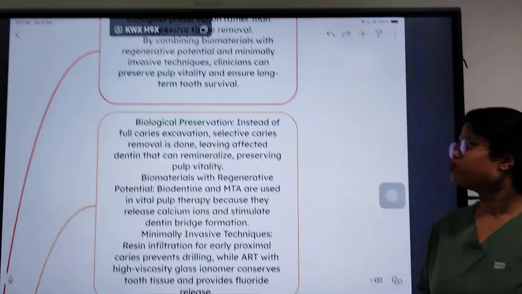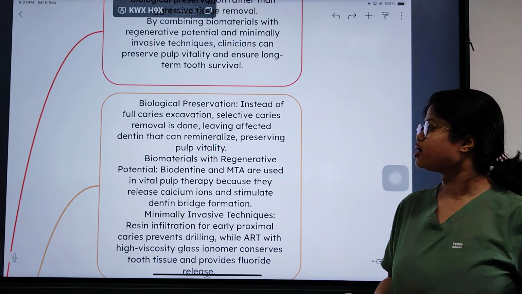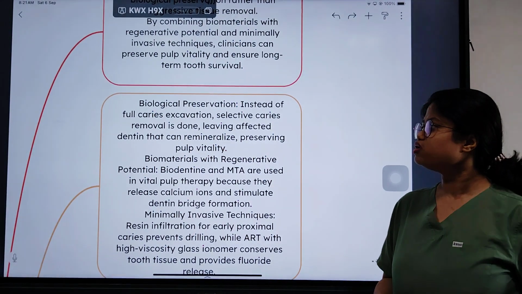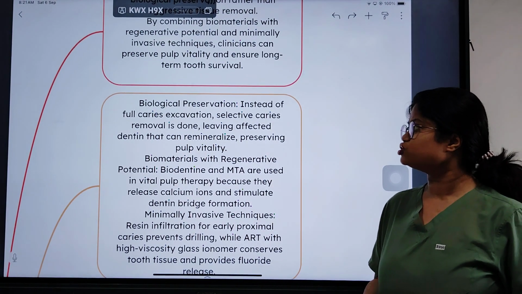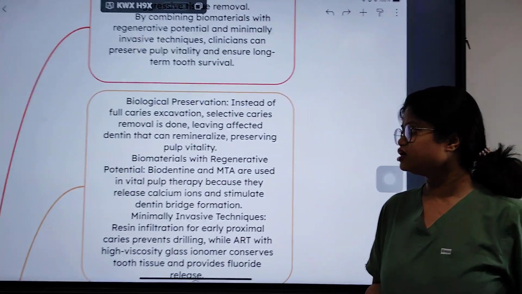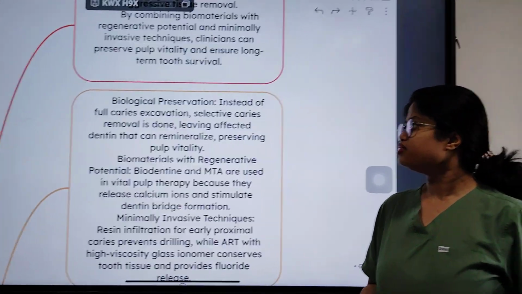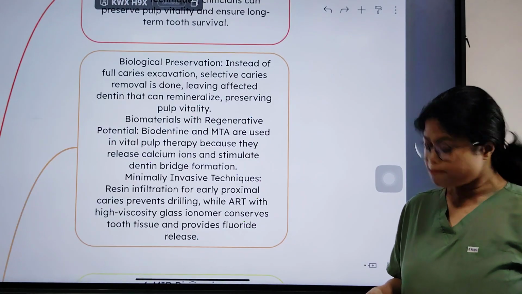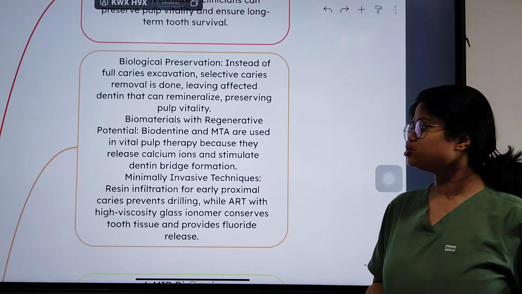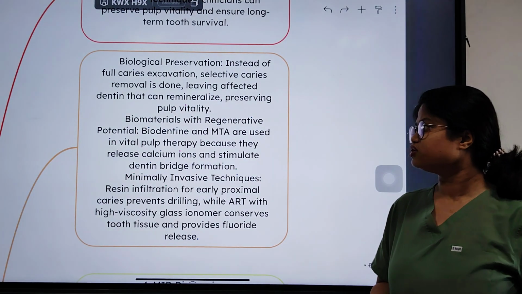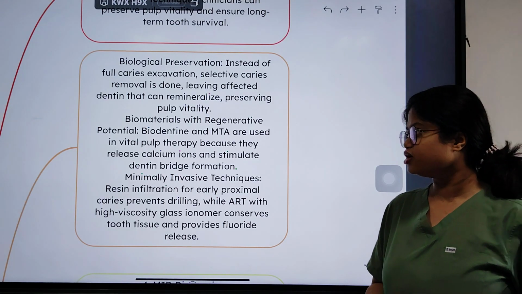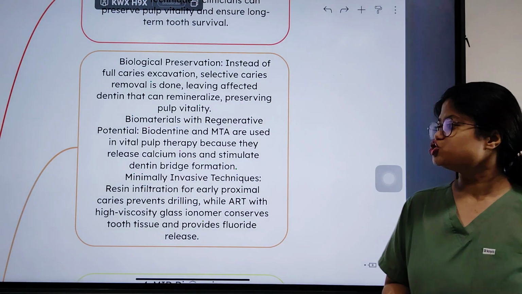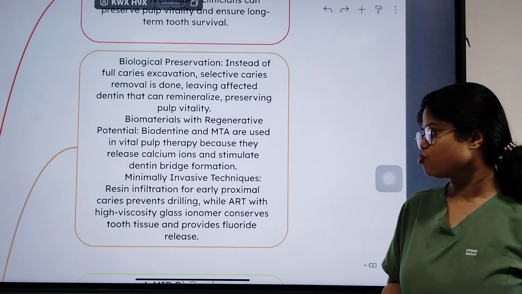So what do we mean by biological prevention exactly? Instead of full aggressive caries excavation, selective caries removal is done, leaving affected dentine that can remineralize in future, preserving the pulp vitality. Biomaterials with regenerative potential in use in the market today are Biodentine and MTA, because they release calcium ions and stimulate dentine bridge formation.